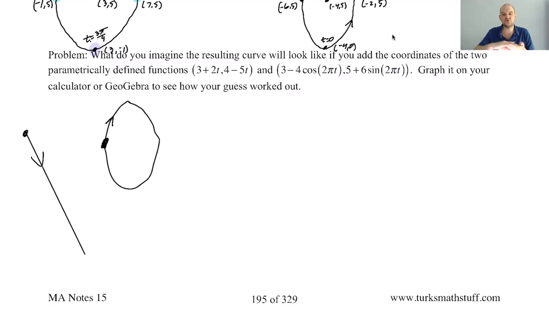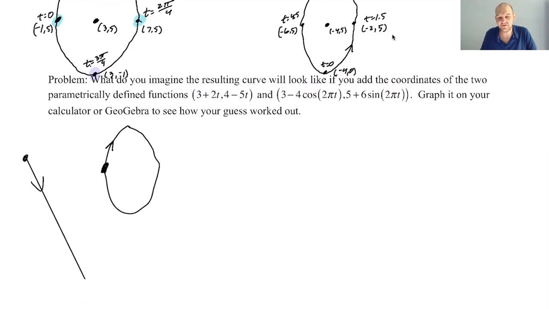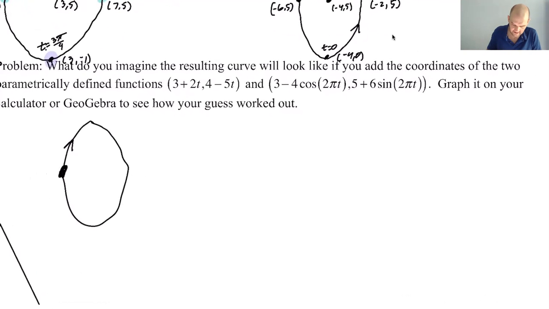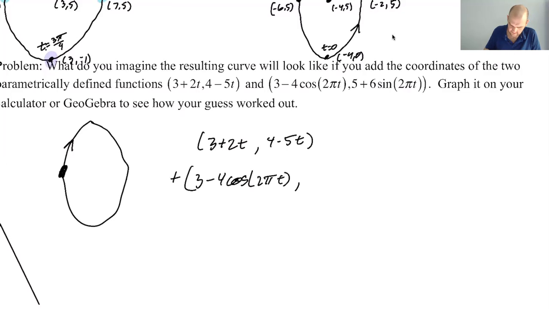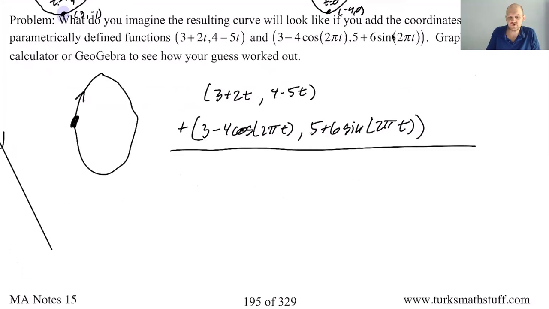So I'm going to switch over to GeoGebra and see if I can work out what's going to happen. I'm supposed to add them together, right? So what if I just do that? What if I take 3 plus 2t, comma, 4 minus 5t, and then add to it 3 minus 4 cosine 2 pi t, comma 5 plus 6 sine 2 pi t. When in doubt, follow the directions and see what happens. Let's treat this like vectors and add corresponding components.